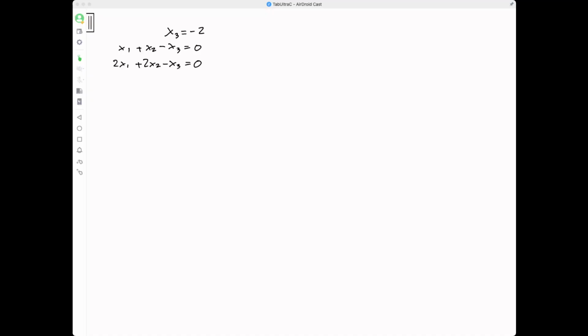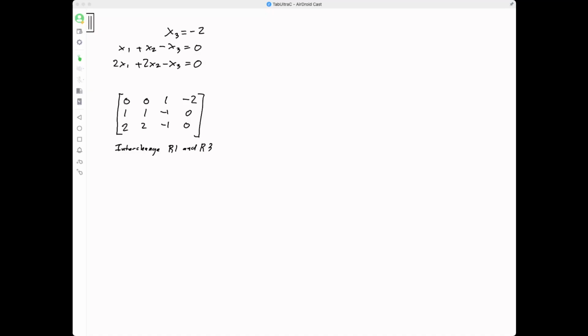The first thing we do is we write this in matrix notation. So I'm going to write 0, 0, 1, negative 2, 1, 1, negative 1, 0, 2, 2, negative 1, 0. And the thing I want to do first of all is interchange row 1 and row 3.